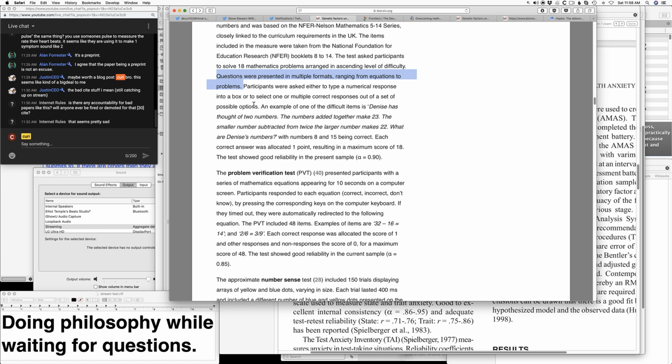So it was multiple choice or type a number in a box. Denise has thought of 2 numbers. The numbers added together make 23. The smaller number subtracted from twice the larger number makes 22. What are Denise's numbers?